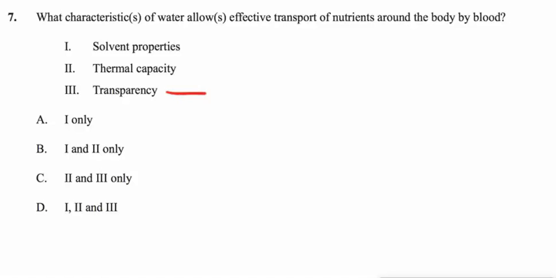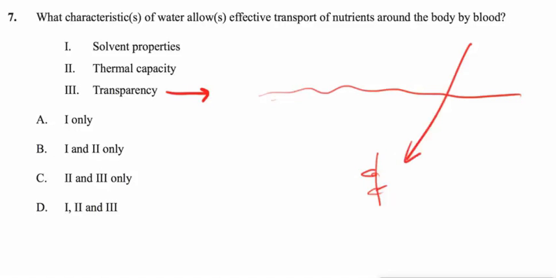Water, let's see, transparency. What's cool about that? Well, I guess, underwater, you've got some plants and sunlight can penetrate through. That's why. Is that important for transport of nutrients around the body by blood? Last time I checked, the skin is not transparent and we don't have little photosynthesizing organisms growing inside our body. So it's probably not going to be transparency.